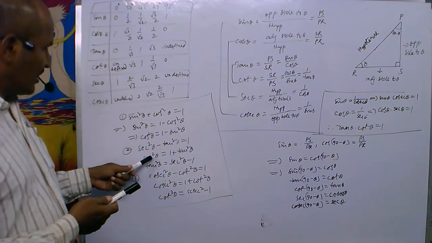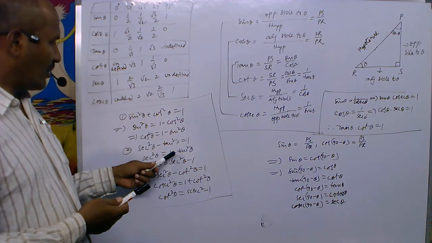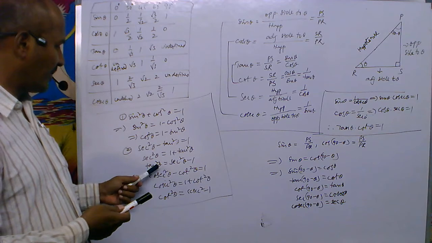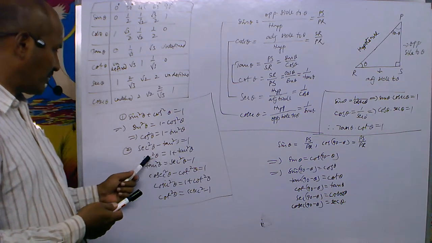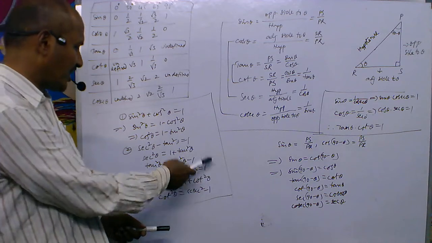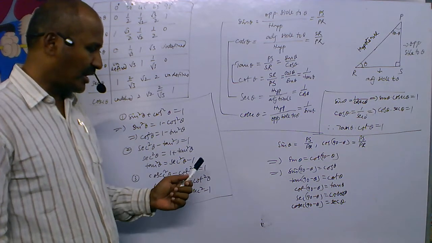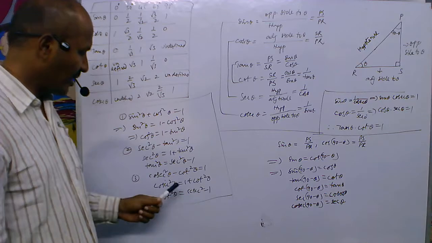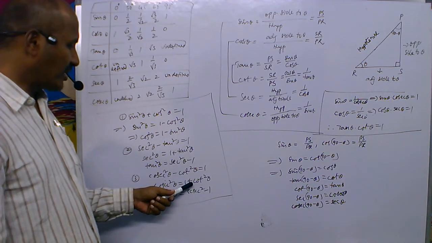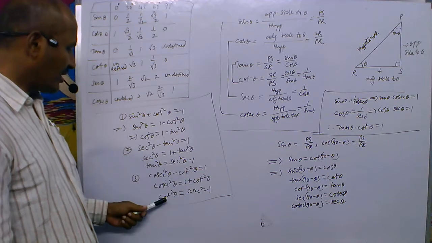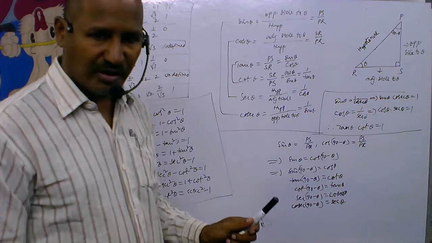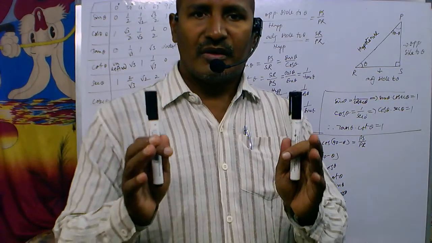And then here secant square theta is equal to 1 plus tan square theta, transposing minus tan square theta to the RHS. Similarly, tan square theta equals secant square theta minus 1, bringing 1 to this side. The last identity is cosecant square theta minus cot square theta is equal to 1. Cosecant square theta equals, transposing to the RHS, 1 plus cot square theta. Now cot square theta equals cosecant square theta minus 1. Children, I think you have understood this.